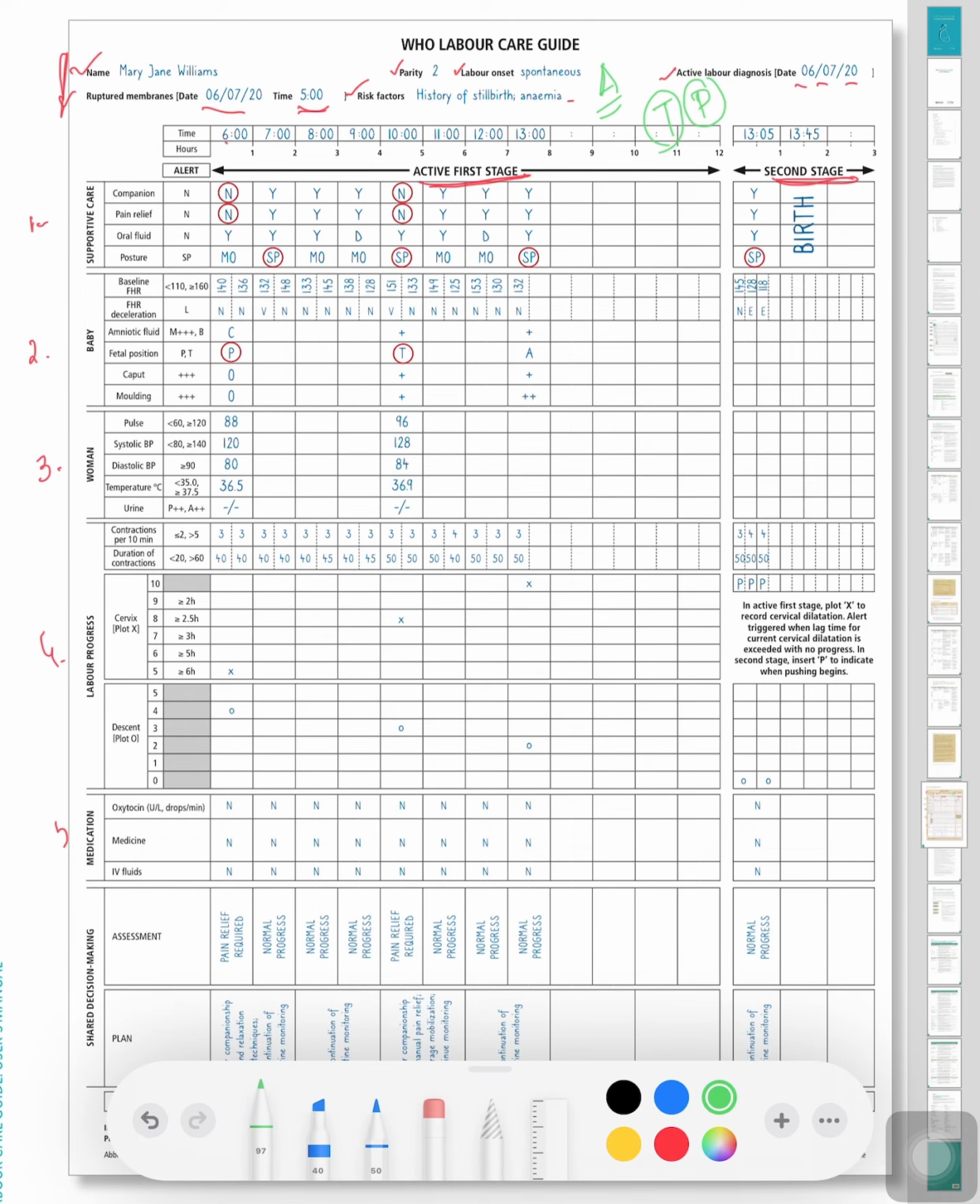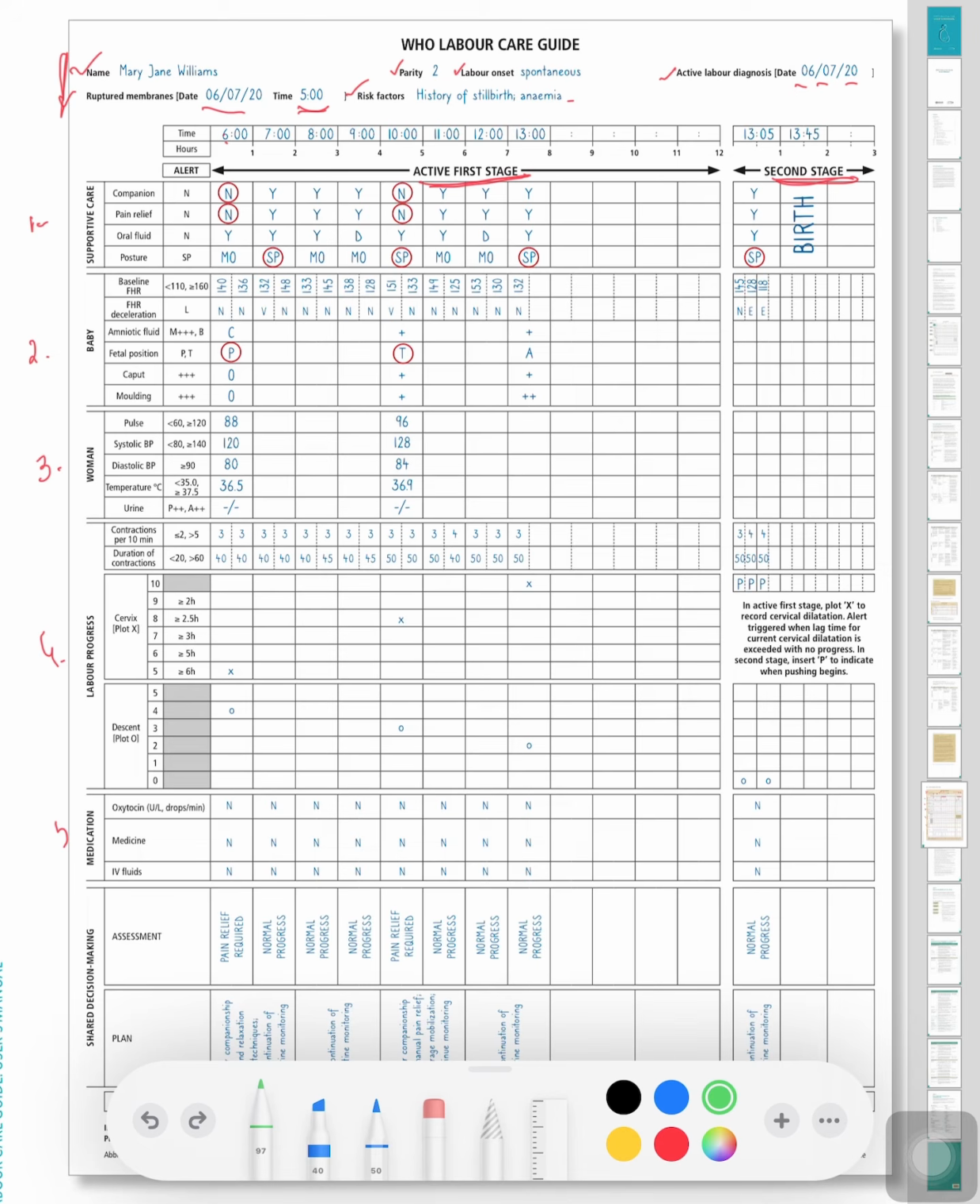When she came, her fetal position was posterior, that was an alert, so we wrote a P and circled it with the red pen. We checked after a few hours, the fetal position was transverse, and that was an alert, and we wrote a T and circled it. At 1 o'clock, 13 o'clock, it became anterior, and that was totally fine, so we wrote A, and that was fine. So that was about the fetal position.